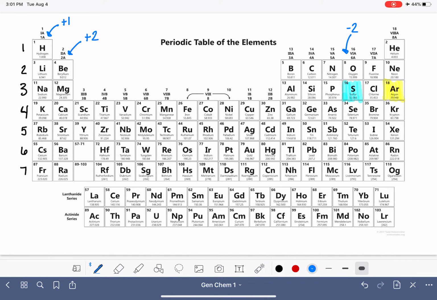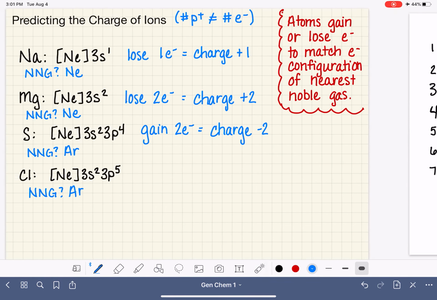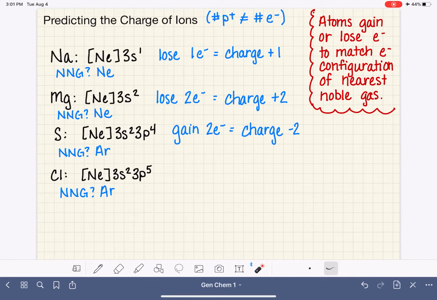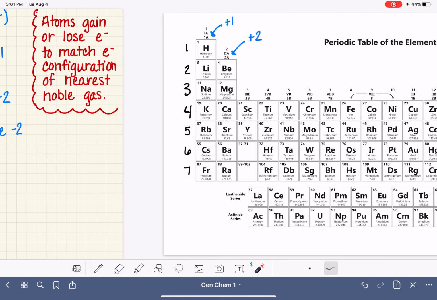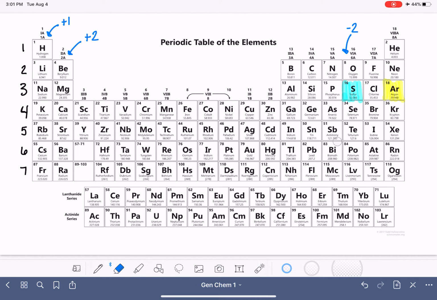Let's go back to our very last example. Our last example here is chlorine and its nearest noble gas, which is argon. Let's find those on the periodic table. Chlorine is right here. And so what does chlorine need to do to match up with argon? Chlorine is only 1 electron away from matching up with argon. When it adds that 1 electron, it's going to have a -1 charge.